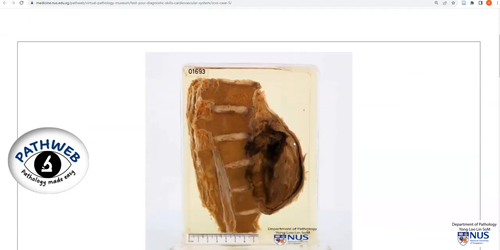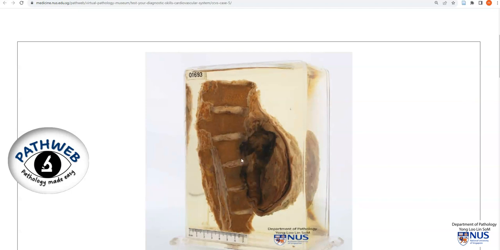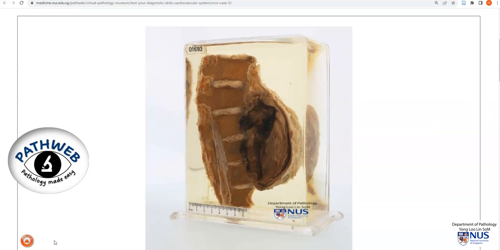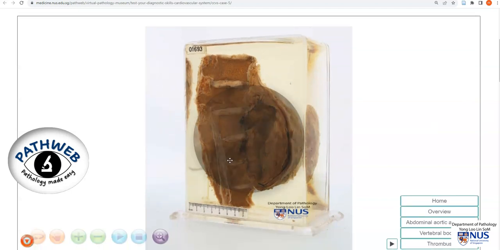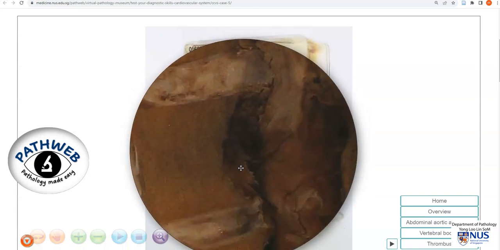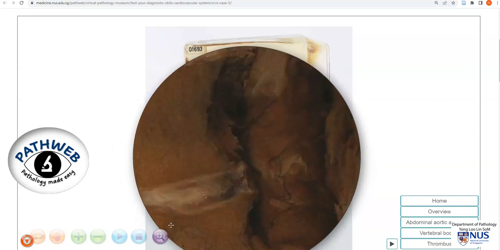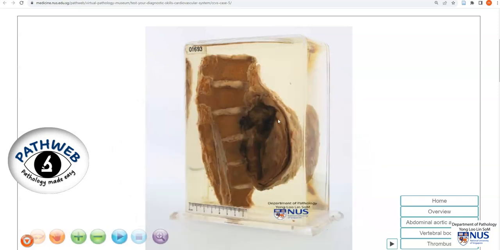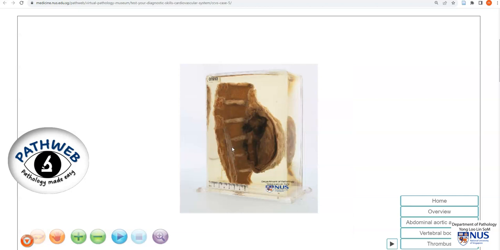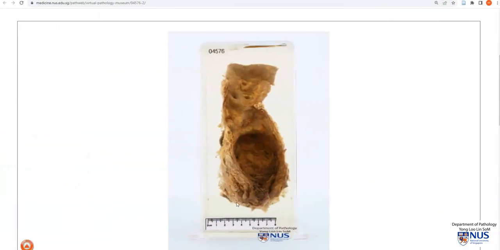So here is an example of an abdominal aortic aneurysm, and this is the vertebral column. And we can actually see that this aneurysm is eroding into the vertebral bodies as well as the discs. And this is how adjacent structures can actually be physically damaged from the sheer size of the aneurysm. Here is another example of an aneurysm, and in this case, this is a saccular aneurysm.